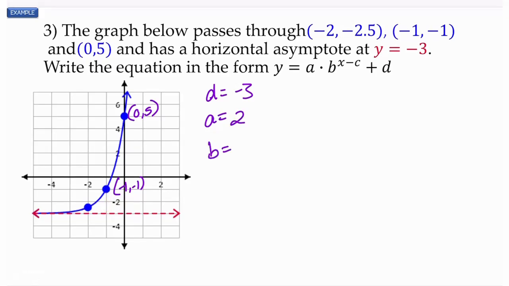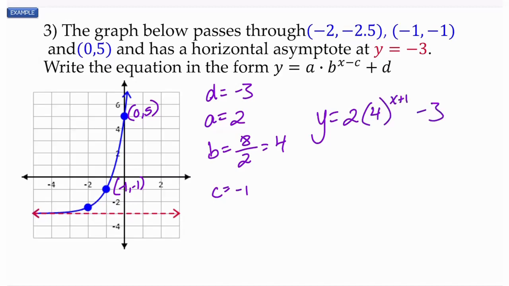The b value is going to be that ratio of the second reference point's vertical distance to the asymptote over the first reference point's distance down to the asymptote. So the distance from 5 down to -3 is 8 units. And then the reference point here is 2 units away. So that makes your b value equal to 4. And then the c value, if we're considering this our first reference point, that one had been the y-intercept, then that's been shifted left 1, so c is -1. So putting that all together, we would have y equals 2 times 4 to the x plus 1, minus 3.